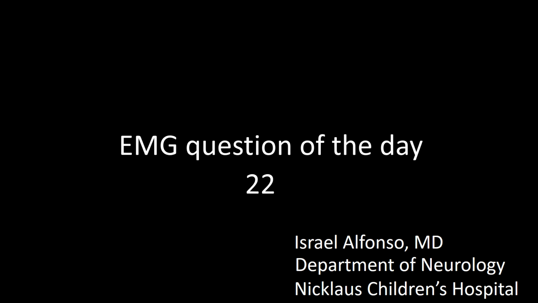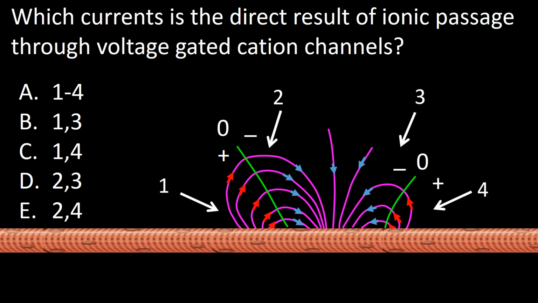EMG question of the day. Which currents is the direct result of ionic passage through voltage-gated cation channels? A. 1 through 4, B. 1 and 3, C. 1 and 4, D. 2 and 3, E. 2 and 4.